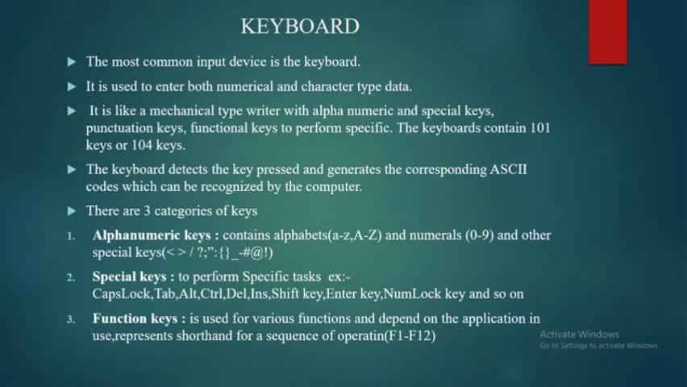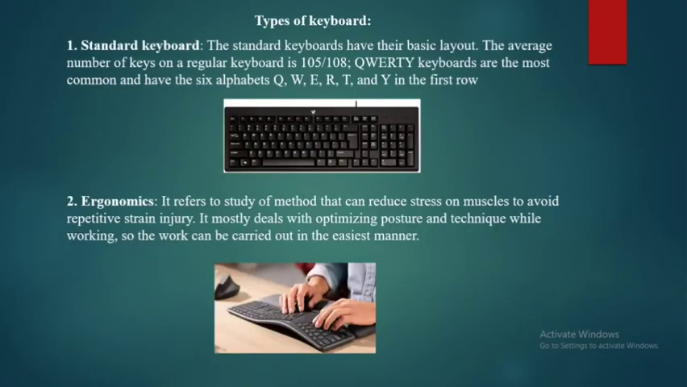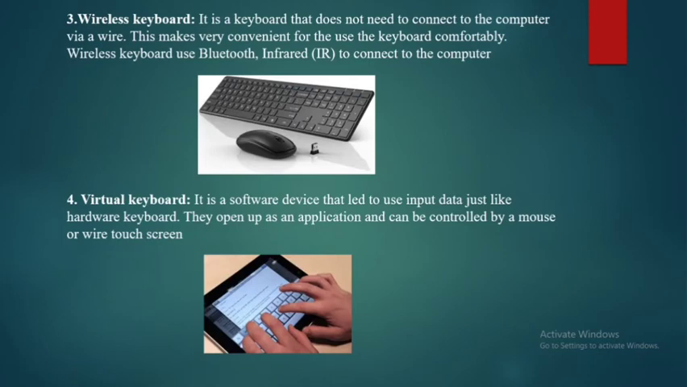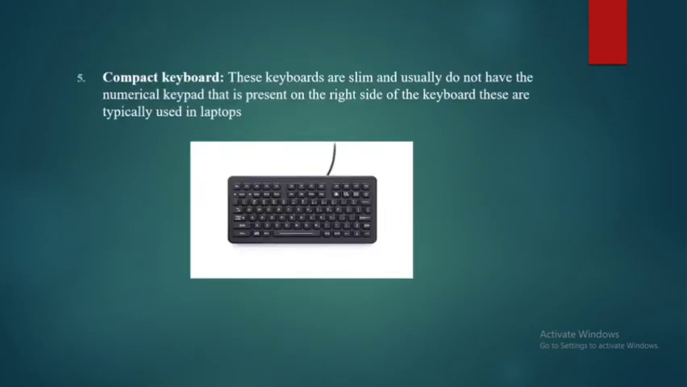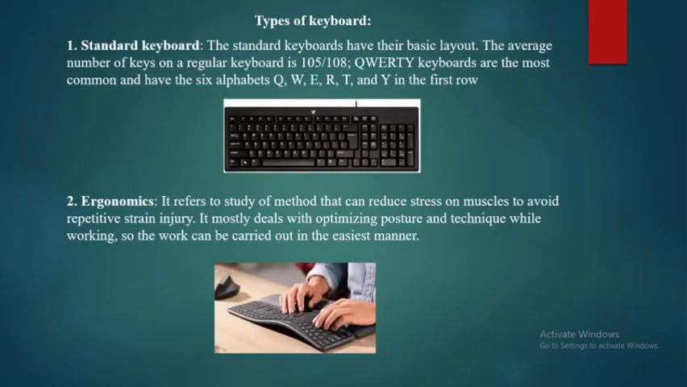So this is a brief introduction about the keyboard: what a keyboard is, how many categories of keys there are, why keyboards are used, and how many keys there are. That is regarding the keyboard introduction. And now we'll see the types of keyboard. Okay, there are mainly 5 types of keyboard: standard keyboard, ergonomic keyboard, wireless keyboard, virtual keyboard, and compact keyboard. Okay, so now we'll see the first type, that is the standard keyboard.